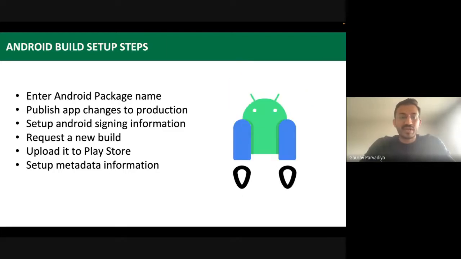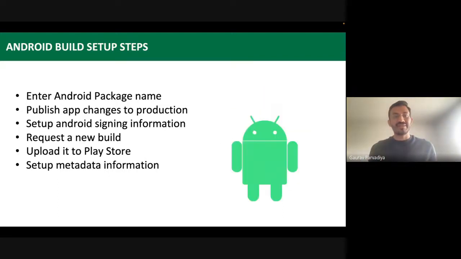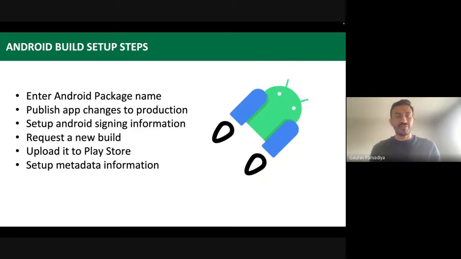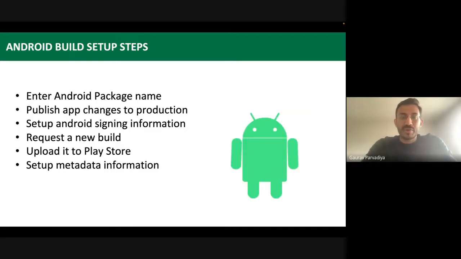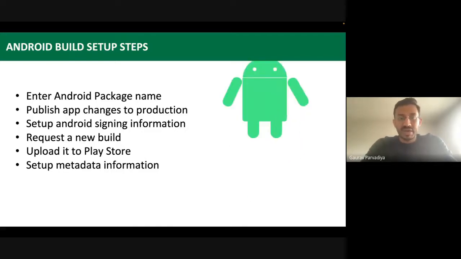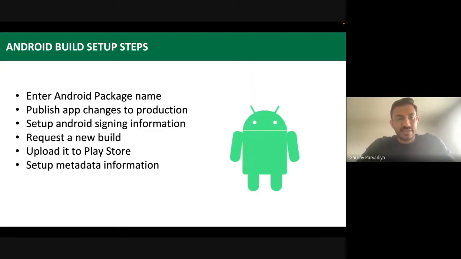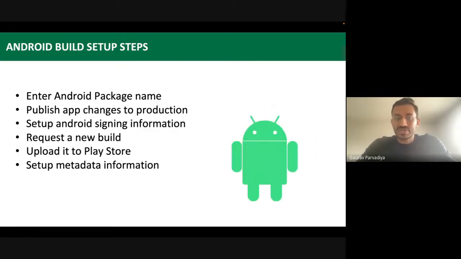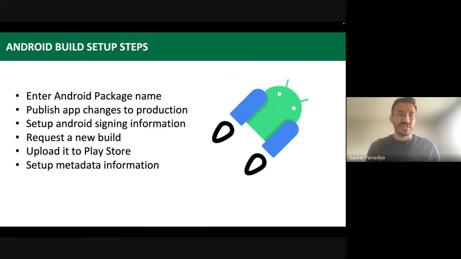Then after, you need to set up Android signing information. As I said, it's automated now. So if you have an existing key that you want to use, you can use that as well. If you want to request a new one, you can request a new one directly on the platform. And then finally, you will be able to request a new APK file, the Android build file, which will give you two different files, an APK file and an AAB file, right? The next step would be to upload it to Play Store and set up your metadata information, and then you are done. You are ready to publish and release your application for production users finally.